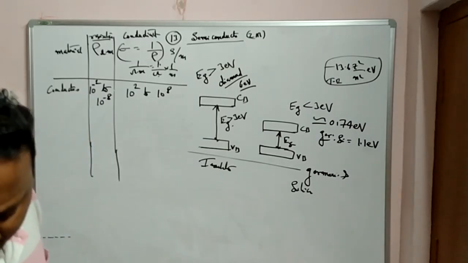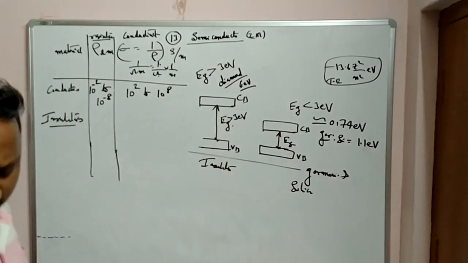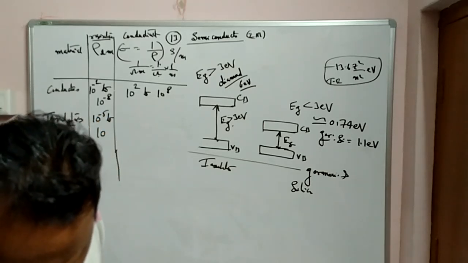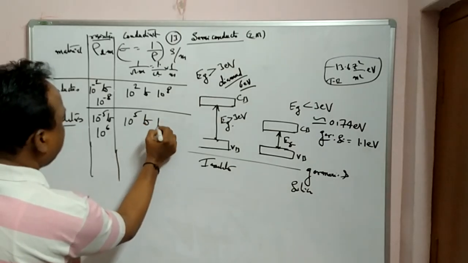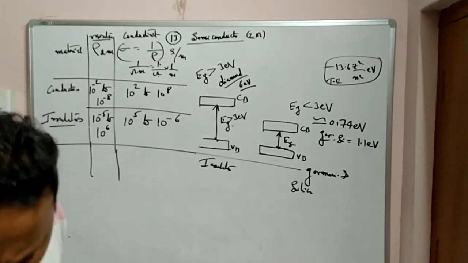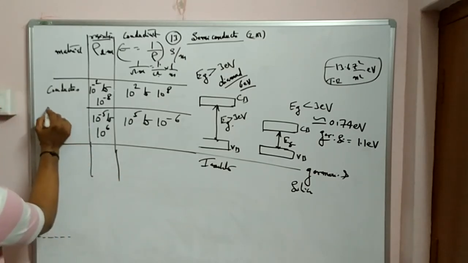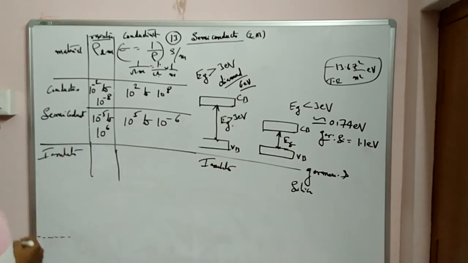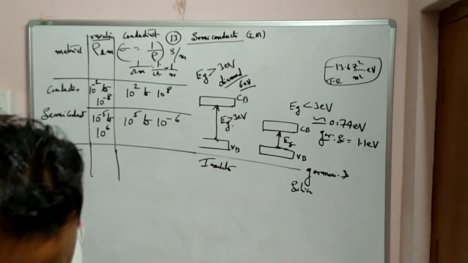In the same way, next, for semiconductors, we have the value around 10 power minus 5 to 10 power 6 ohm meters. And this is reciprocal, so the conductivity is 10 power 5 to 10 power minus 6 Siemens per meter. Sorry, this is for semiconductors, not insulators. And the last one is for insulators.